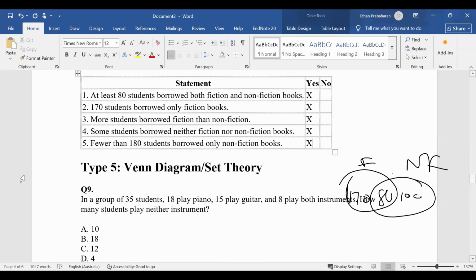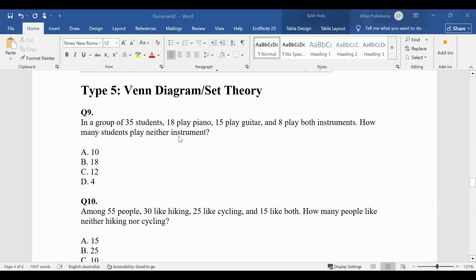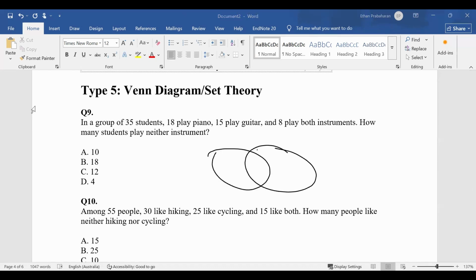Okay. You never get all yeses in the actual UCAT, but we'll see what that says. In a group of 35 students, 18 play piano, 15 guitar, 8 play both. How many play neither? All right. If you're sharp, you can probably do this in your head, but I'm not going to take the risk, so I'm just going to do it like this. So 18, 25, so it's 10 play neither. All right, so that one's A.